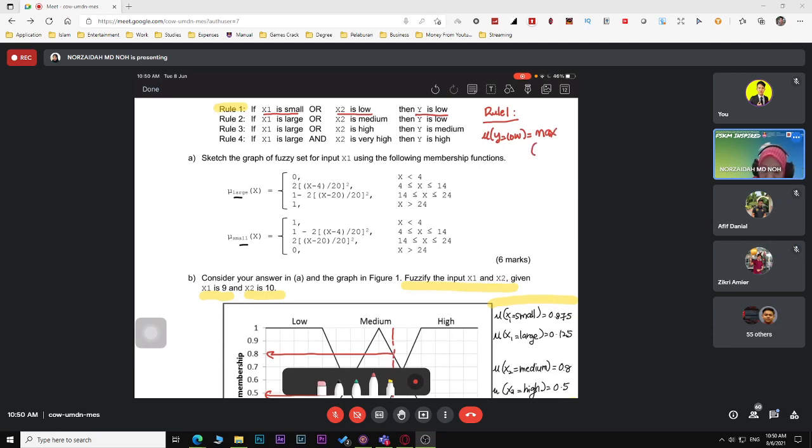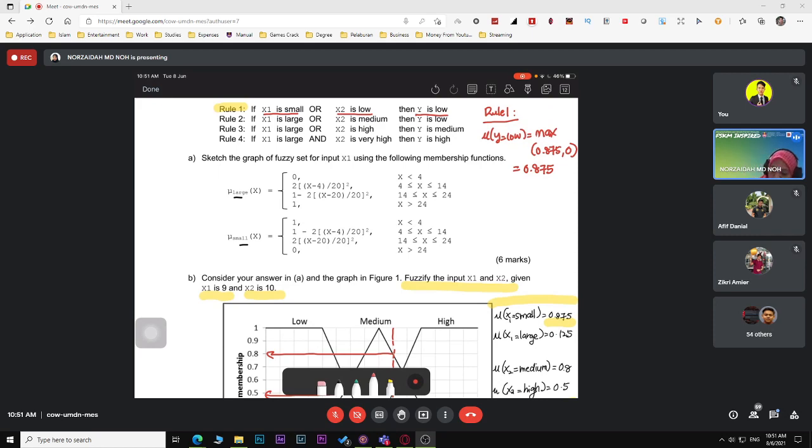So you kira maximum antara x1 is small, value x1 is small di sini, dan x2 is low. X2 tak ada low. Low 0 kan? Kalau you check tadi medium dengan high, dia tak ada low. Okay, so dia tak ada low, maknanya value dia 0. So you nak cari max antara 0.875 dengan 0. Okay, so for y is low, value dia is 0.875. Okay, boleh? Untuk rule 1.